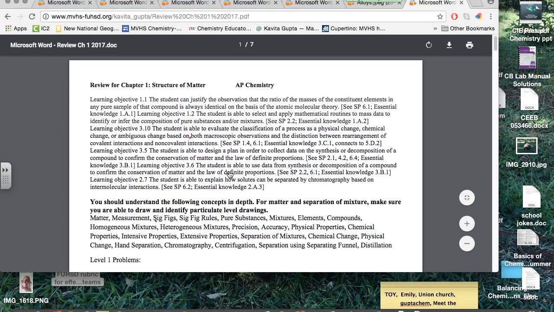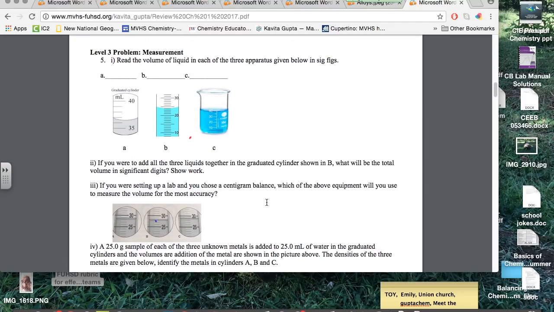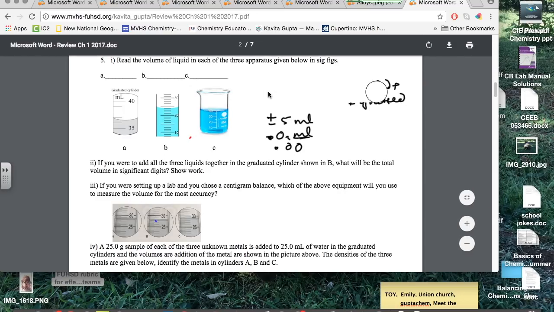I would like to go over some of the lab techniques that we had done here, like measuring. How do you read the measurements? Guys, remember, all graduations plus the first guess number make the significant digits. A beaker goes to no place of decimal, plus or minus 5 mL. A graduated cylinder goes to one place of decimal. And a burette and pipette can reach two places of decimals. So that's a general guideline. Remember it.